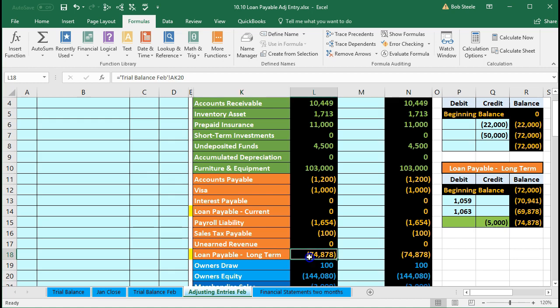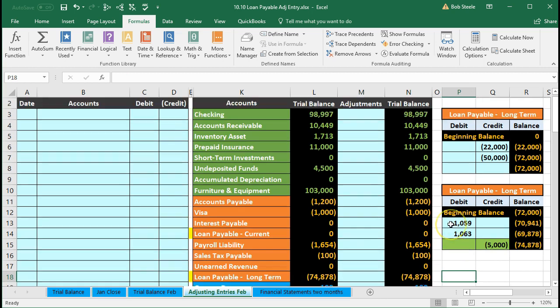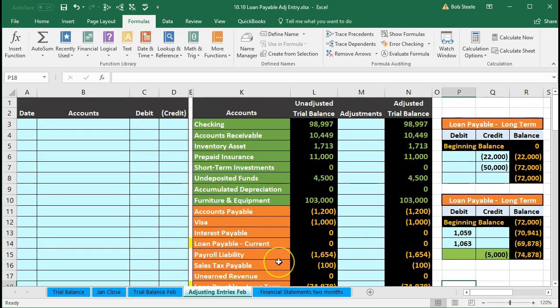To see the detail in this loan account, we can take a look at the general ledger. We've just pulled over the general ledger from the prior balance in order for us to analyze it and then figure out what our adjustment should be. So here's our loan payable. It started off with this 22 and then we added 50 to it. We are going to basically be saying that that 72 there is all one loan.